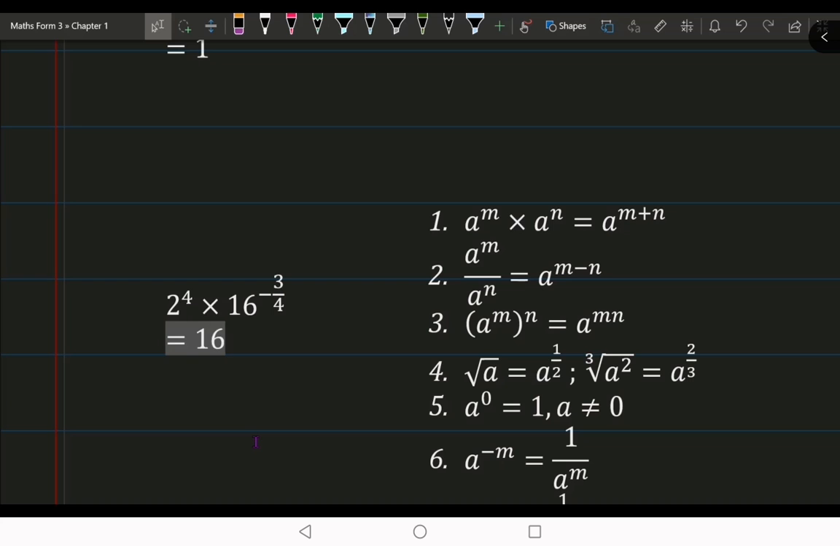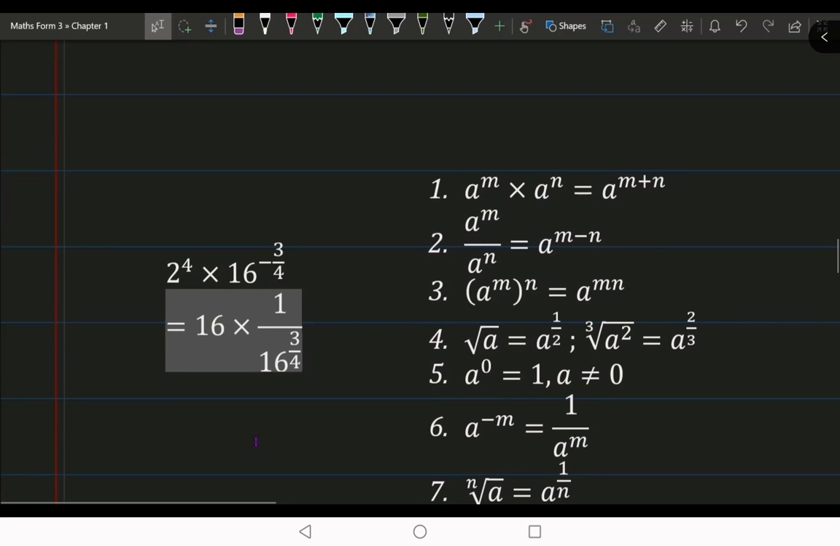We get 16, this one. After that, you are going to get the 2 to the 16 cube root, root of 4, for 16. And I forgot, this one is negative. Negative means 1 over, to the power of 3 over 4 in bracket. So that means 1 over. Negative no more, because it is 1 over already.